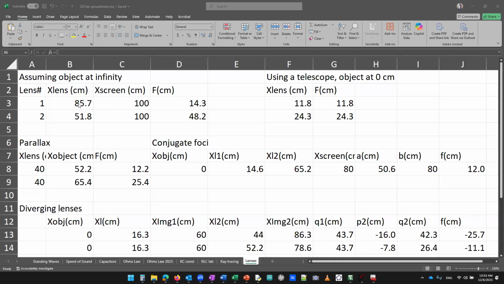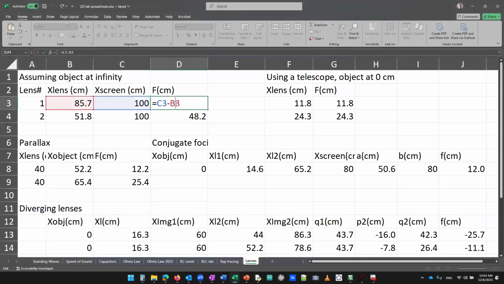So the position of the lens is here, X lens. This is X of the other lens. This would be the one that has a green tint to it. This is the one that is more clear and also thicker in the middle. So that would be the first lens. The focal length will be just the difference between the two; you just subtract the two, and you get the focal length.